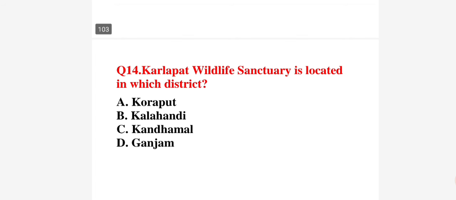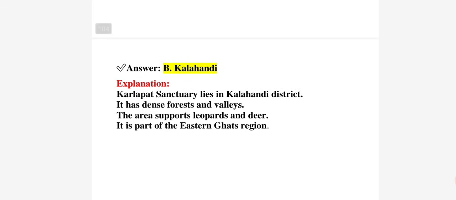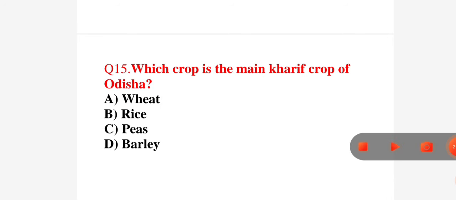Okay. So let us go through the explanation part. Karlapat Sanctuary lies in the Kalahandi district. It is a dense forest with valleys. The area supports leopards and deer. It is a part of the Eastern Ghat region. Okay, that is Karlapat Wildlife Sanctuary. The next question is in front of you.